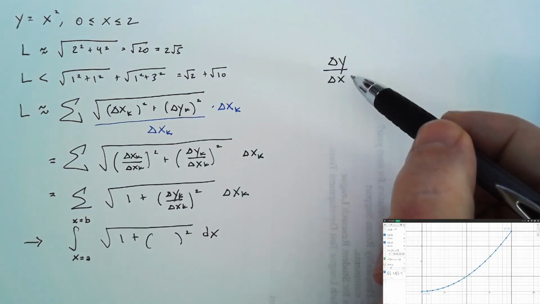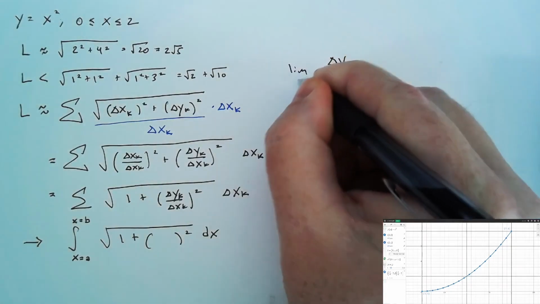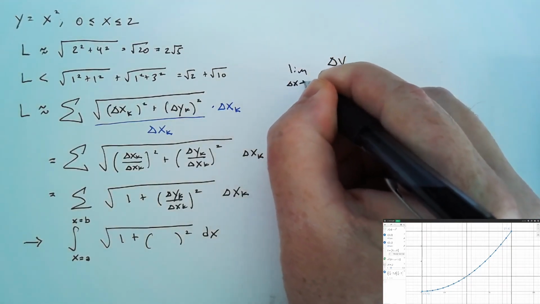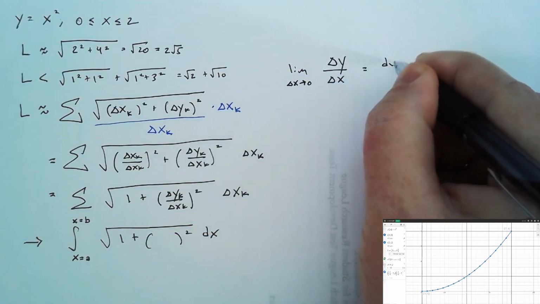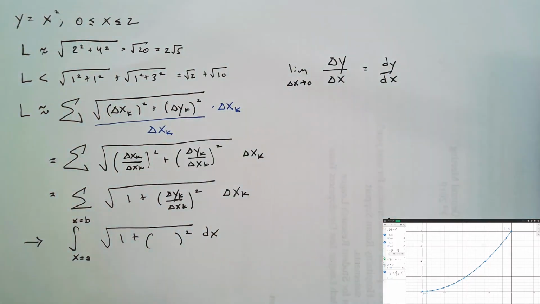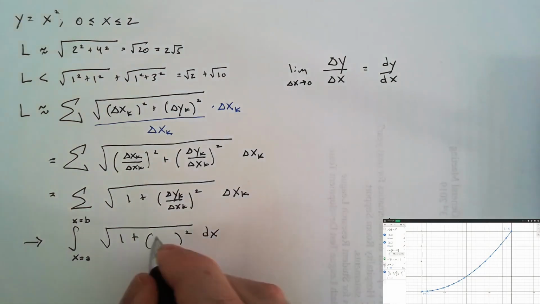You may remember that this looks like something we discussed in differential calculus. We took a slope of a secant line and we took the limit as that delta x went to 0, and we got the derivative dy dx. There are some technical details we'll skip here, but in fact that's what happens in this case.